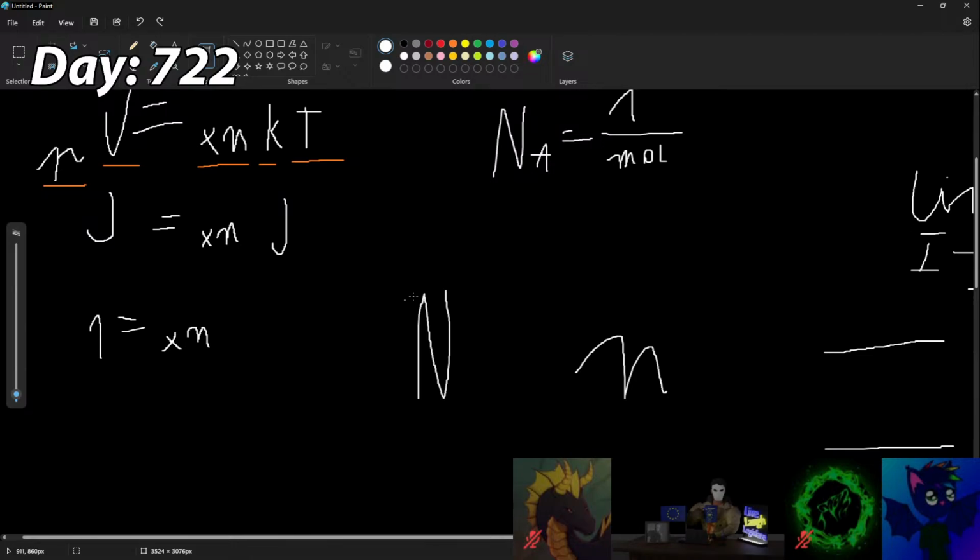Why isn't this n a mole? I don't understand. Why isn't this a mole? Why isn't a mile a kilometer? Well, it is. It's rescaled. Exactly. But this isn't a rescaled mole. So why isn't this a mole?